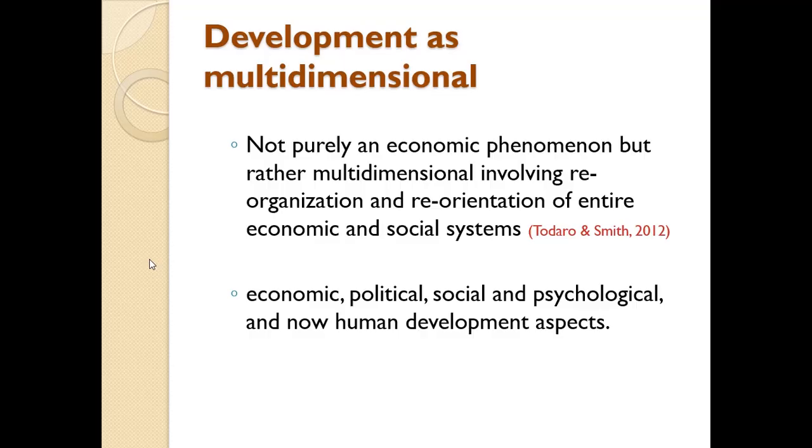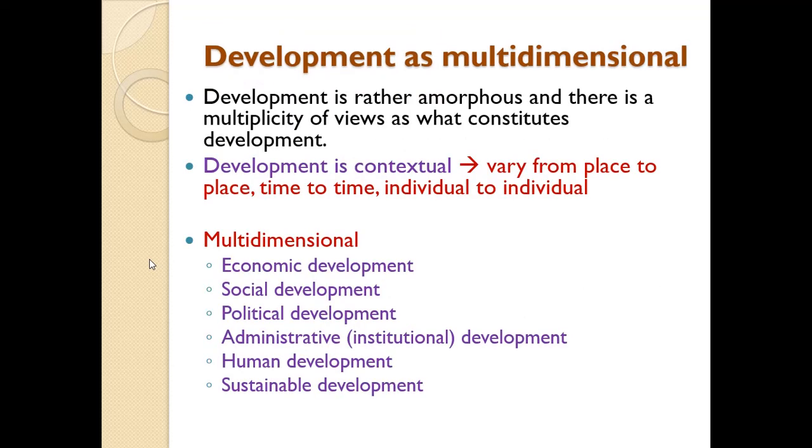Okay, so this is why we have all these different dimensions. Development is contextual. It varies from place to place, time to time, individual to individual. It is amorphous. It has multiplicity in terms of what constitutes development. Again, think about how we all define what development is. So we can look at development in terms of economic development, goods and services.